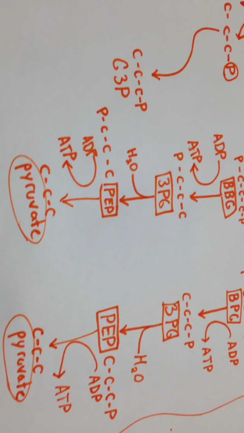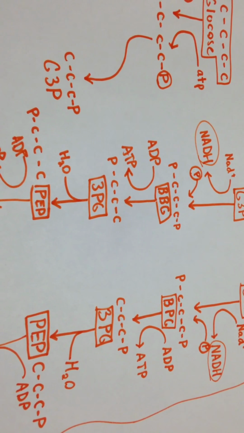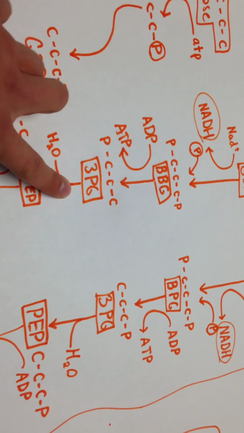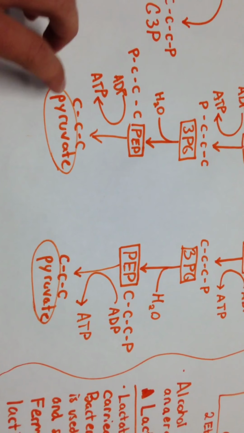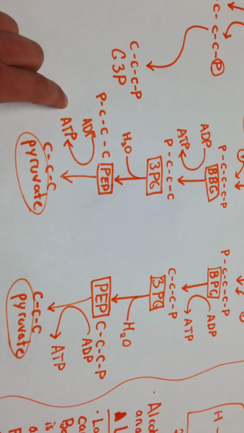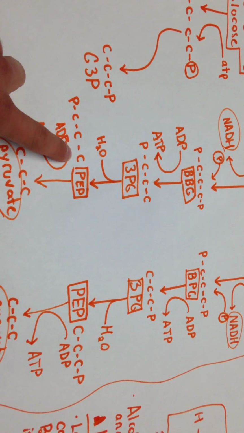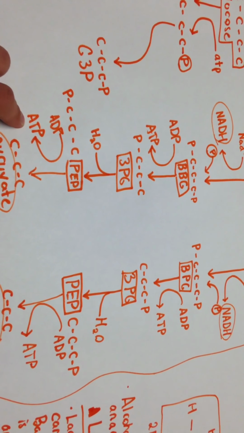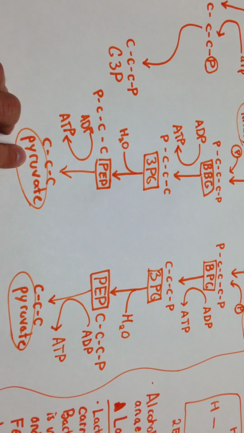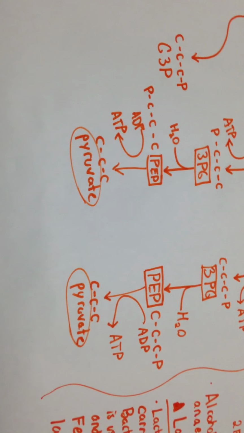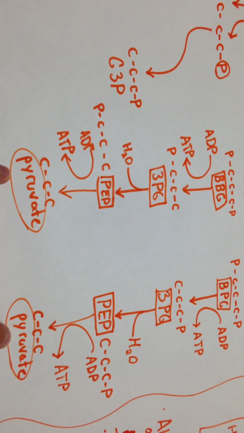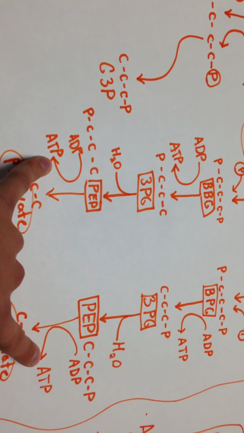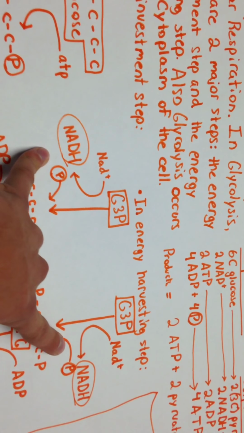So now we move on to 3PG, and basically in this step water comes out, and I think it gets rid of some hydrogens and stuff like that. So then we have the PEP, which basically is this chain right here. It adds ADP again to create ATP, and then we have two pyruvates right here. The products of glycolysis are pyruvate, two ATPs, and two NADHs.